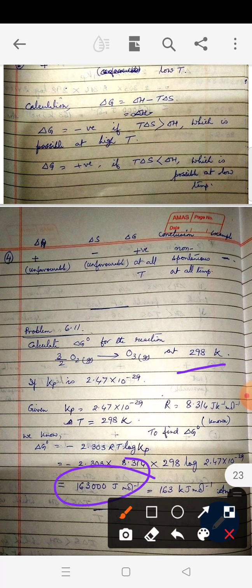You see, 298 Kelvin is nothing but 25 degrees Celsius. That is our room temperature. Does oxygen get converted to ozone at room temperature? Have you ever seen? In that case, our atmosphere should have been filled with ozone only, not with oxygen. So it is experimentally proven that oxygen doesn't turn to ozone, because you see, after putting all the values, the delta G value is coming out positive. Hence, it is a non-spontaneous process.